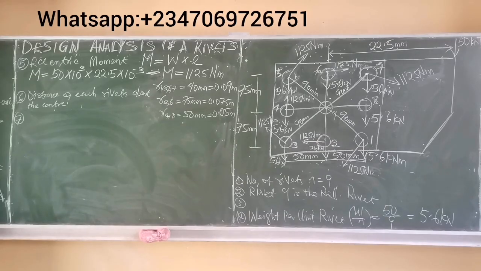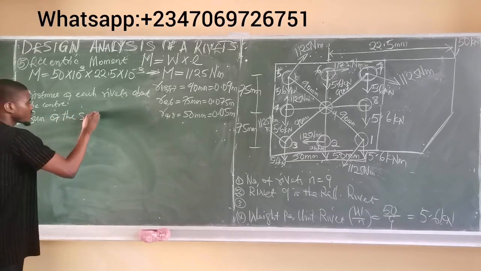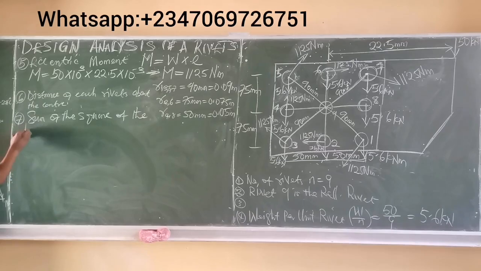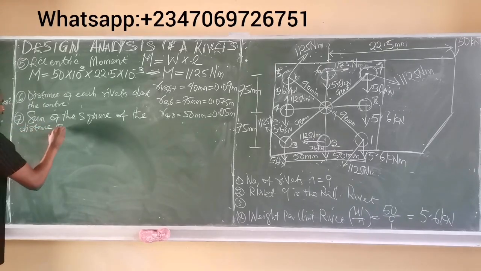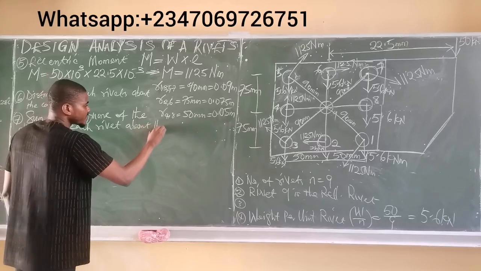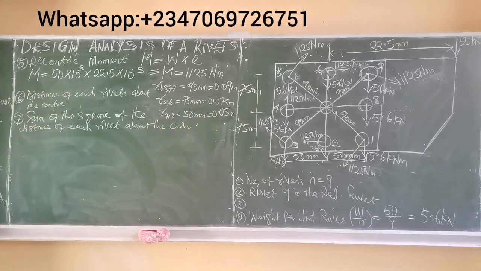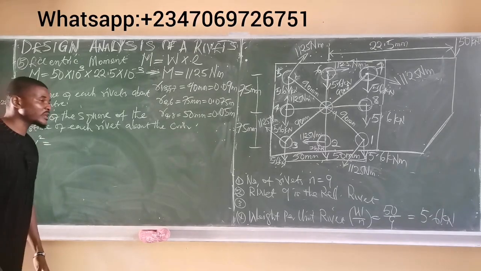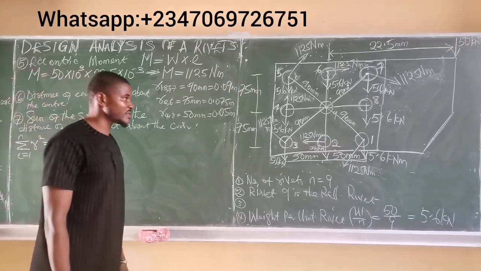The seventh step is to find the sum of the square of the distance of each rivet about the center. So we simply use this notation, summation from i equal to 1 to n of r squared. So we are simply looking for the sum of the squares of the distance of each rivet about the center.